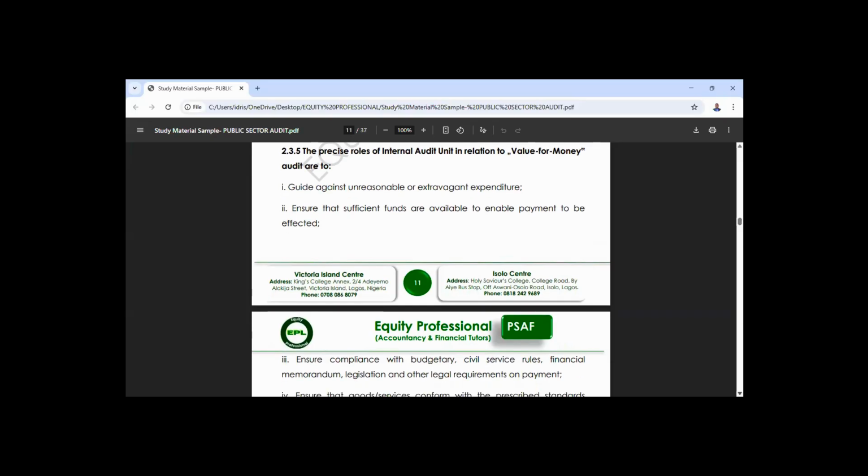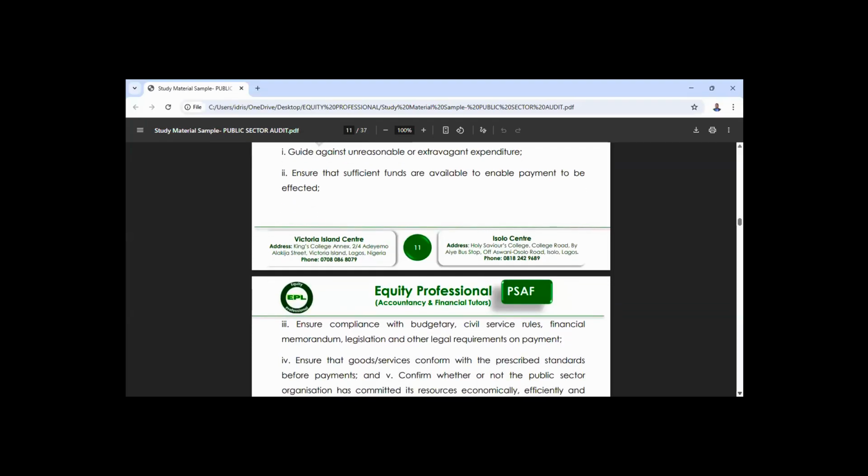Another one is to ensure that sufficient funds are available to enable payments.